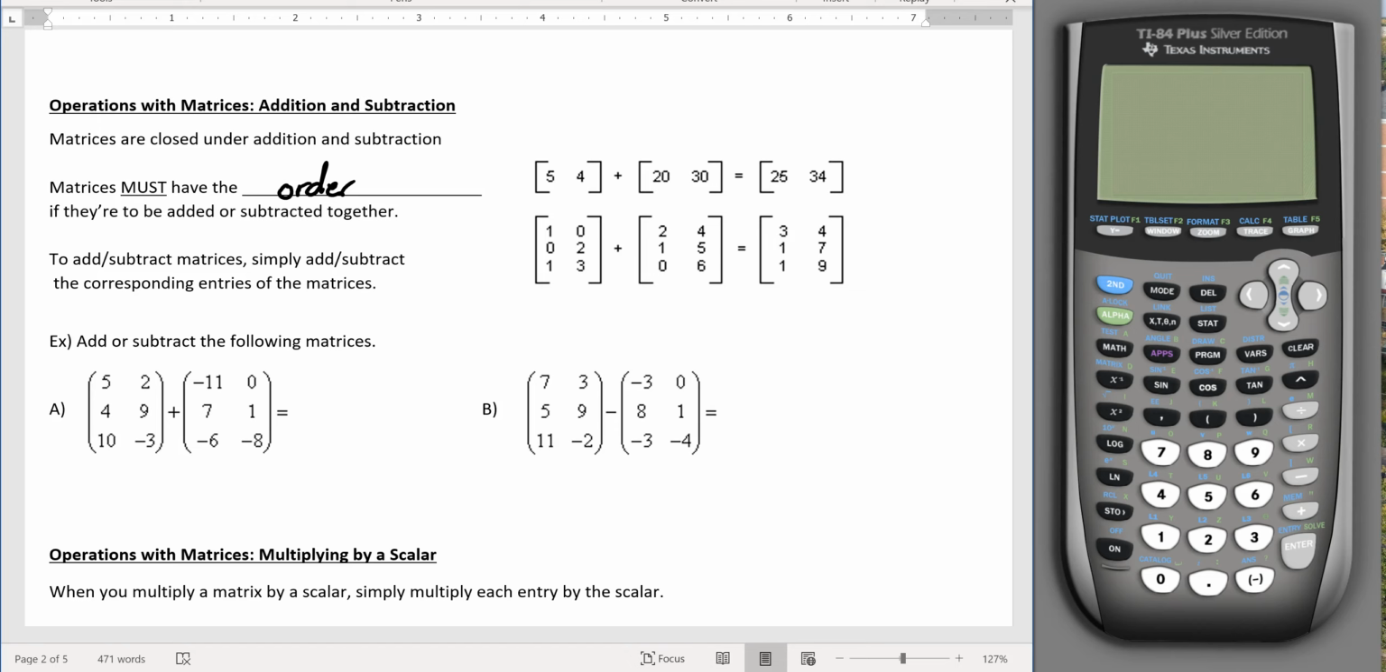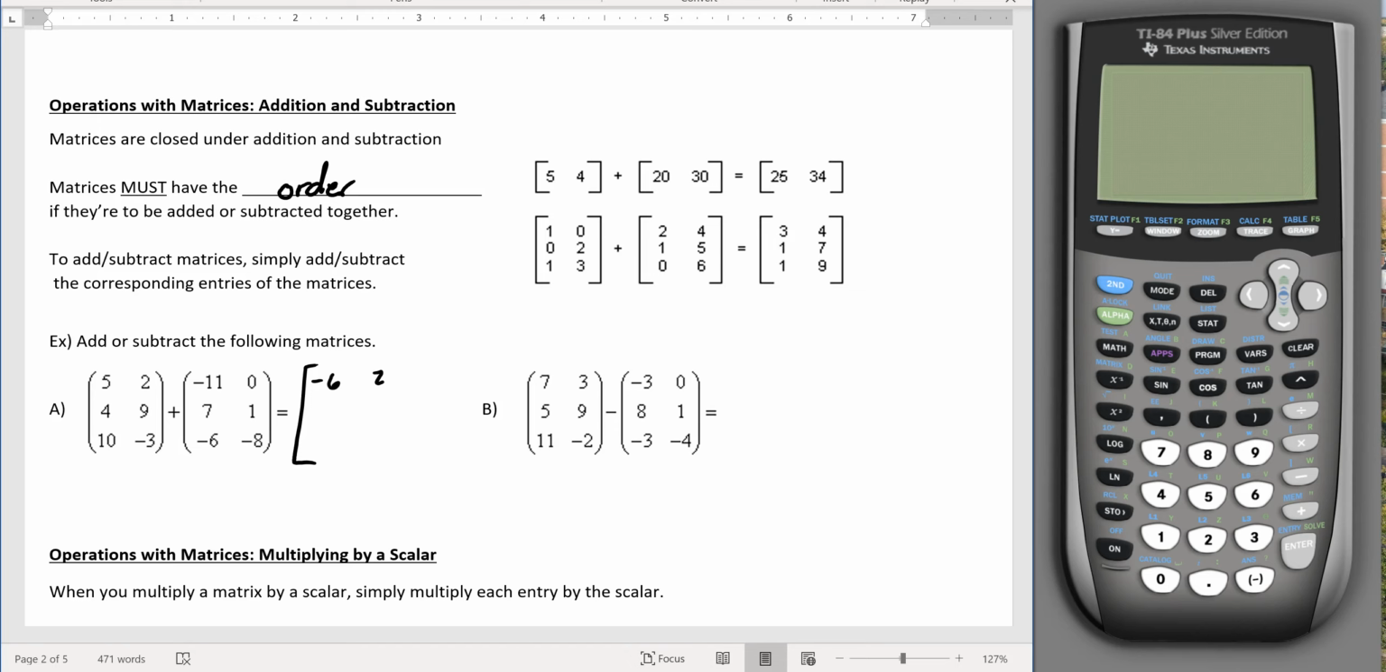So looking at letter A here, if I want to add these two matrices together, notice how they're both 3 by 2. So I will get a 3 by 2 matrix for my answer. So I would start by saying 5 plus negative 11. Well, 5 plus negative 11 is negative 6. 2 plus 0 is 2.